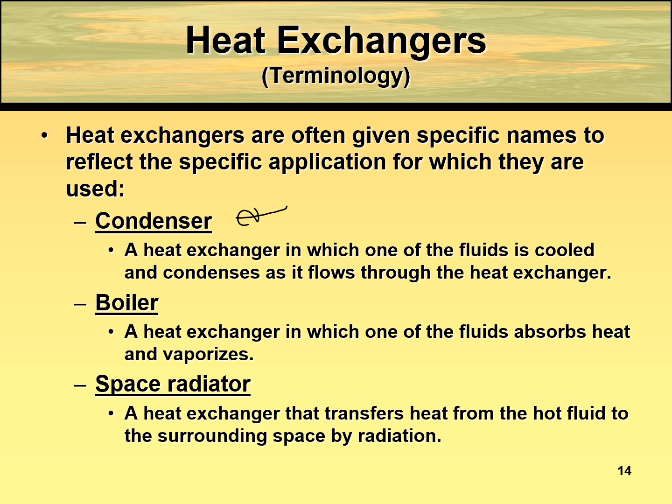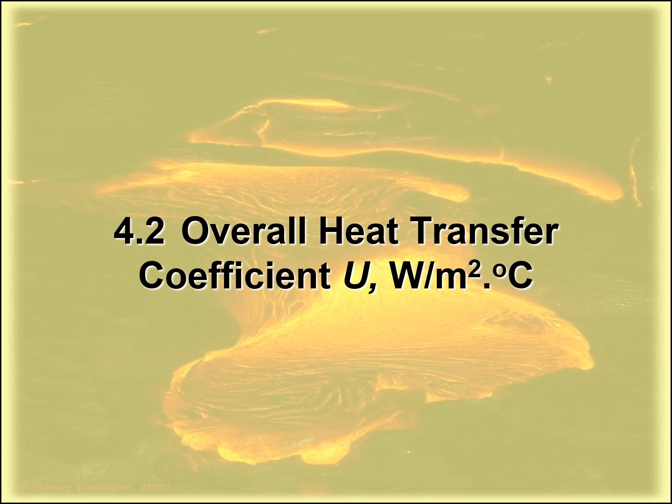And then the boiler heat exchanger, in which one fluid absorbs the heat and vaporizes. And then a space radiator, which is a heat exchanger that transfers heat from a hot fluid to the surrounding space by the radiation process. And then as well, the evaporator, where the heat is taken from the refrigerated spaces, which you can find in your refrigerator or in your freezer.